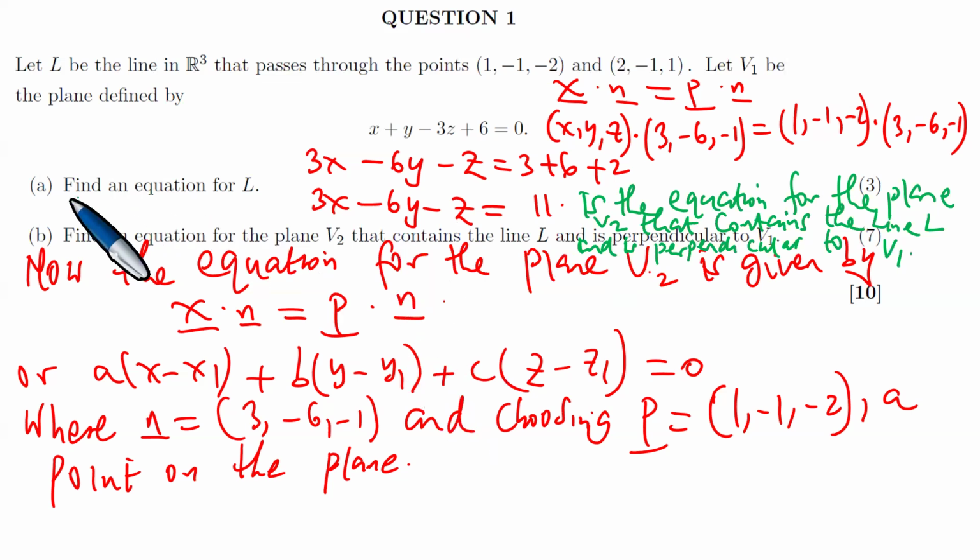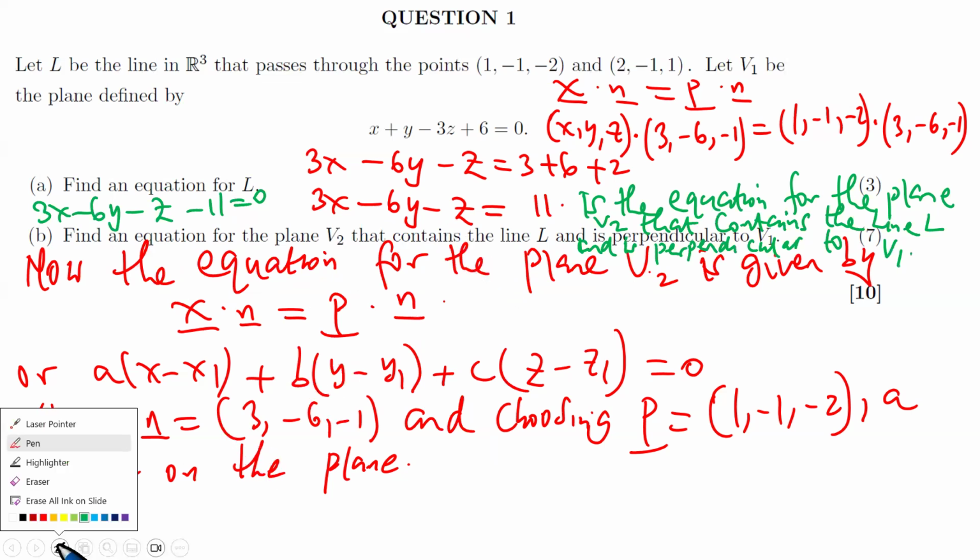This can also be written as 3x minus 6y minus z minus 11 equals 0, so the 11 can be transposed to the left-hand side of the equation. Let's look at the next question.